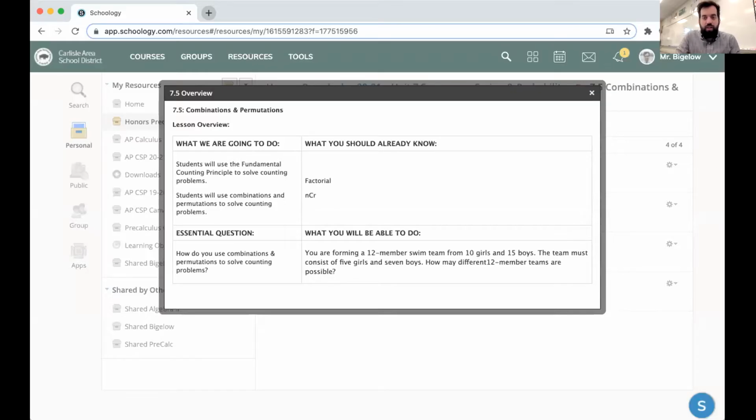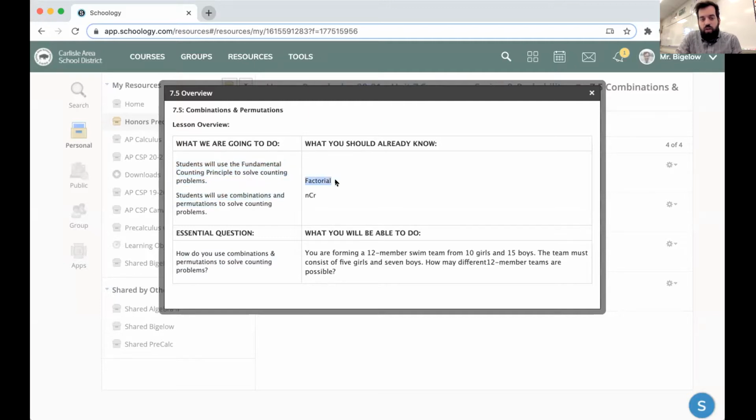Hello, Honors Pre-Calculus. Today we're going to be covering lesson 7.5, Combinations and Permutations. Today we're going to be answering the question, how do you use combinations and permutations to solve counting problems? We're going to use the fundamental counting principle to solve counting problems and combinations and permutations.